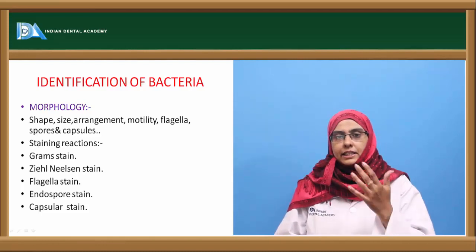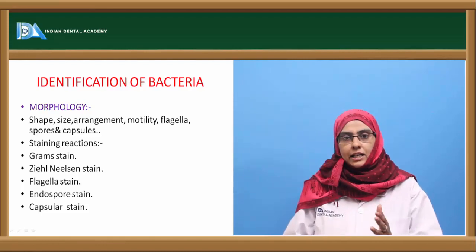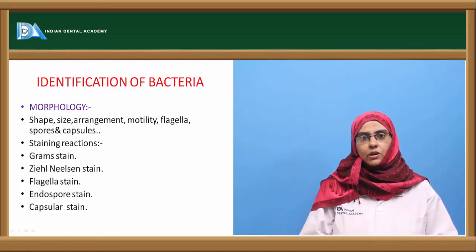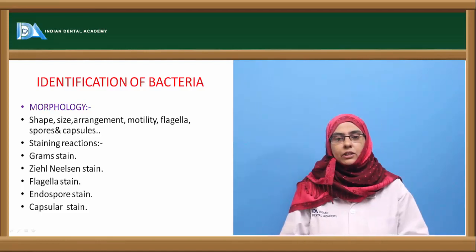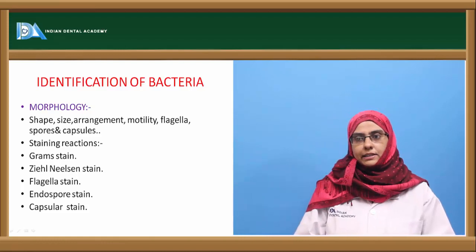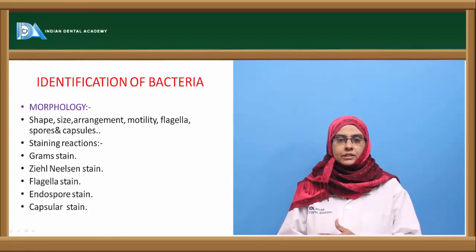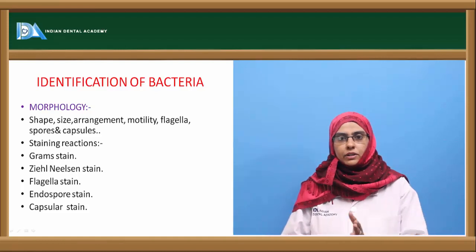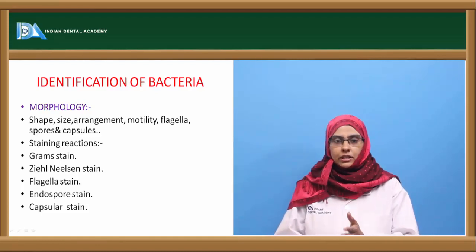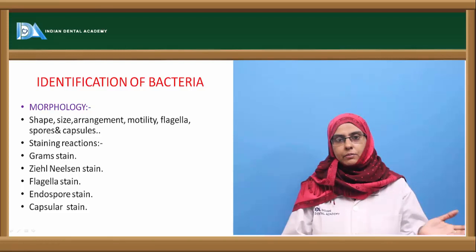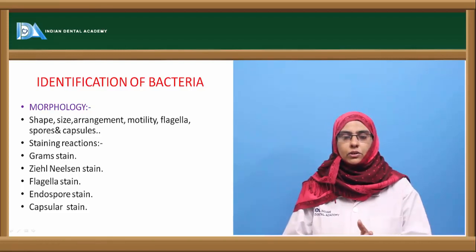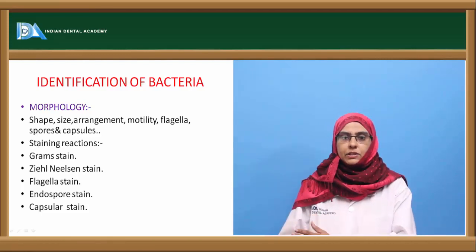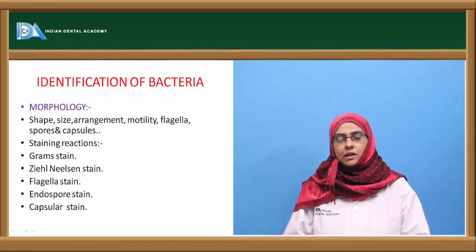The initial criteria for identification are the shape, size, arrangement of the microorganism and presence or absence of certain components in a particular bacteria. Next comes the staining reaction. Once we identify the organism under the microscope, then we go for the stains. You can carry out a wet film or the hanging drop technique, or you can also go for the fixed stain smears to identify the organism under the microscope.